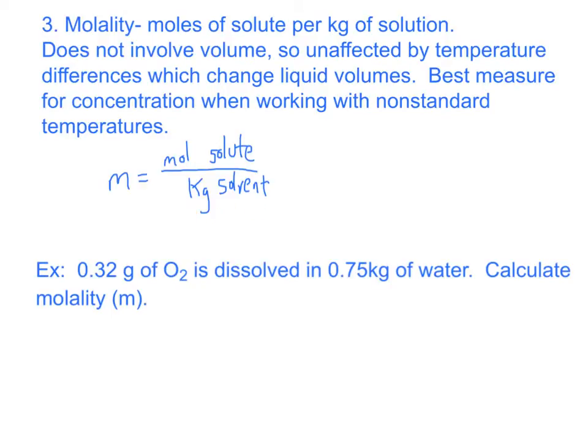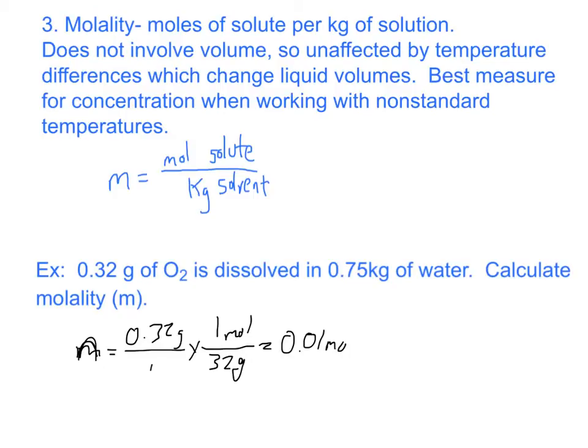Down in our example, they give us 0.32 grams of oxygen, which turns out to be 0.010 moles. That would be 32 grams per 1 mole, so we're actually finding the number of moles here. That comes out to 0.01 moles of O2. Now you divide that by 0.75 kilograms of water.